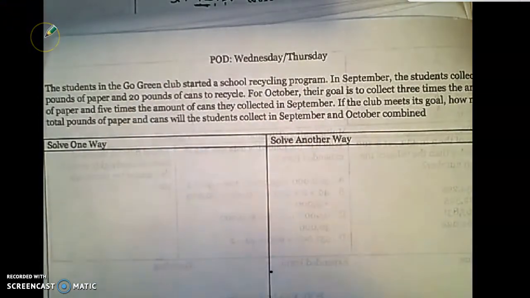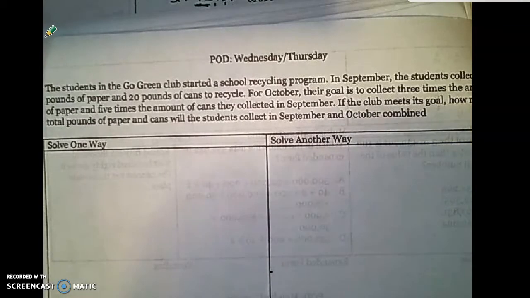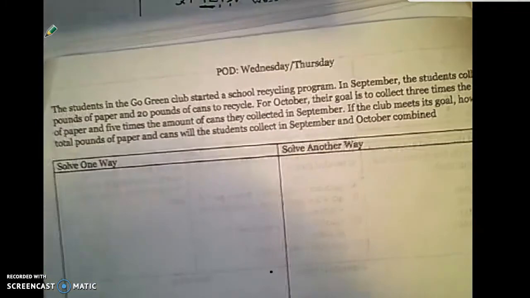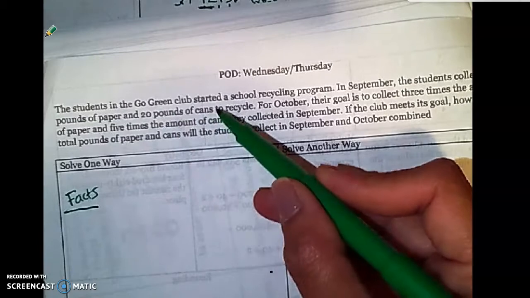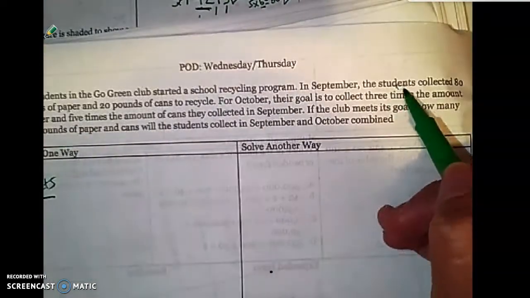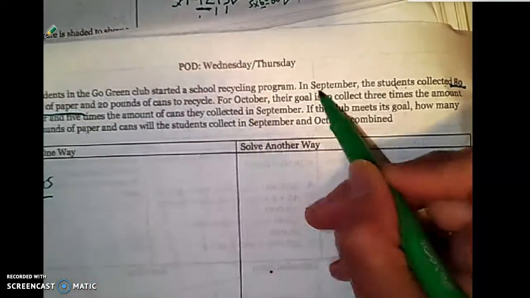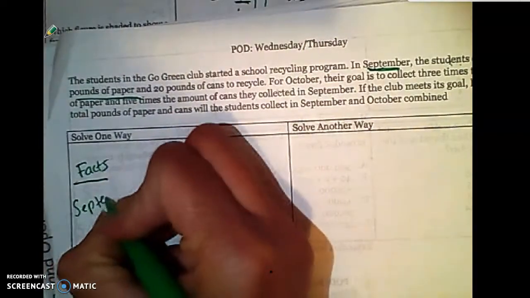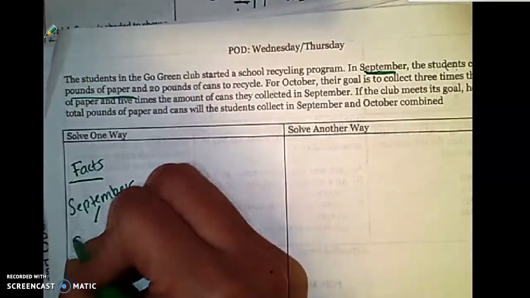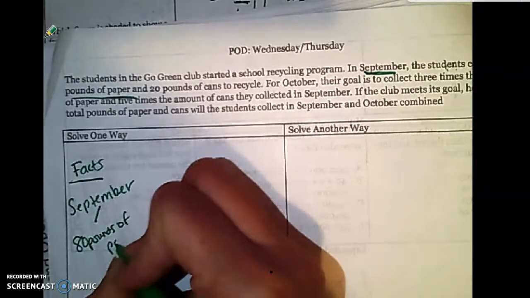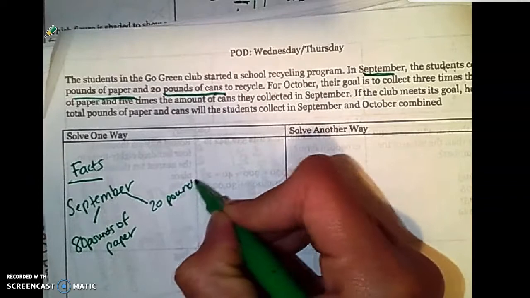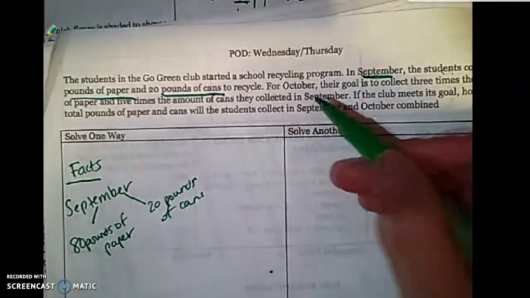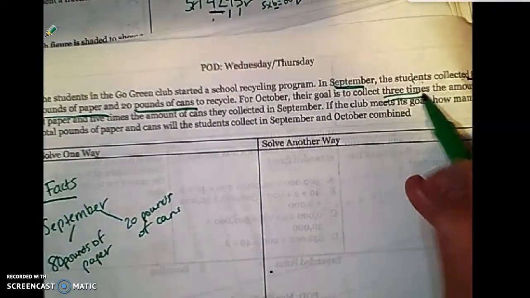So just from reading the problem once, I already see that we're dealing with 2 months. We have whatever the club collected in September, and we have whatever the club collected in October. So now I'm going to read it again, and this time I'm going to mark it up, and I'm going to start listing out my facts. Okay. So we have the students in the Go Green Club started a school recycling program. In September, the students collected 80 pounds of paper. Okay, wait, so this is September. So I'm just going to write September. And we're finding that they collected 80 pounds of paper. Okay, let's keep reading. And 20 pounds of cans. Okay, and 20 pounds of cans. Great. For October, their goal is to collect 3 times the amount of paper.